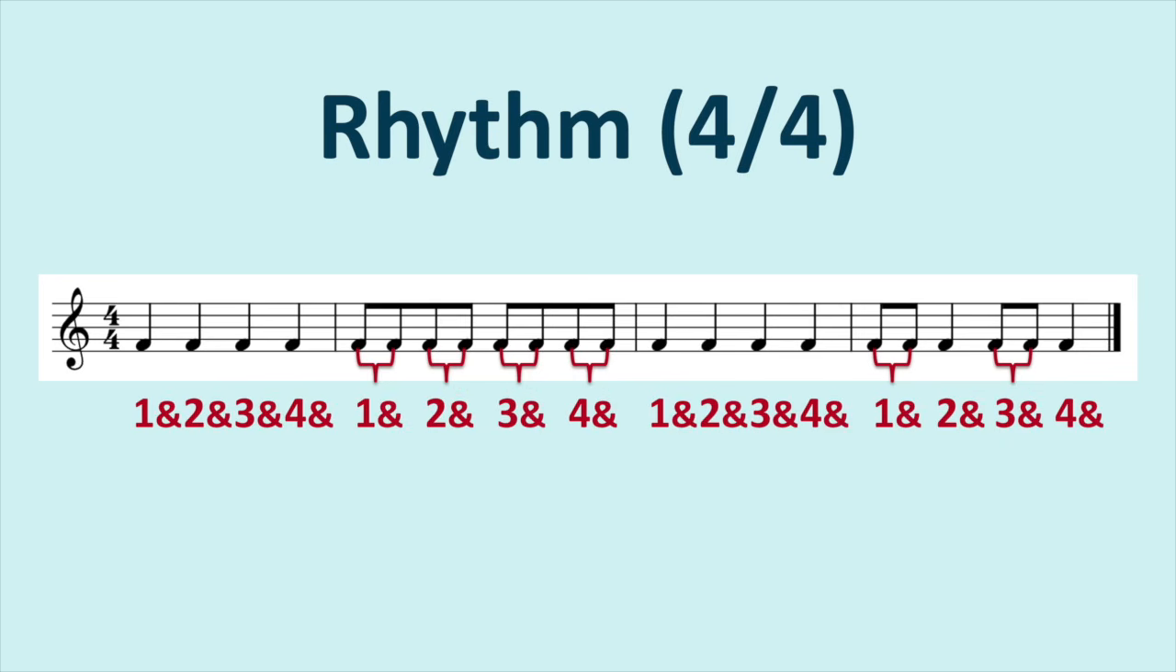We count 1 and 2 and 3 and 4 and instead of just 1, 2, 3, 4. Using half beats makes it easier for us to count the eighth notes. Let's count aloud. 1 and 2 and 3 and 4 and. One more time. 1 and 2 and 3 and 4 and.